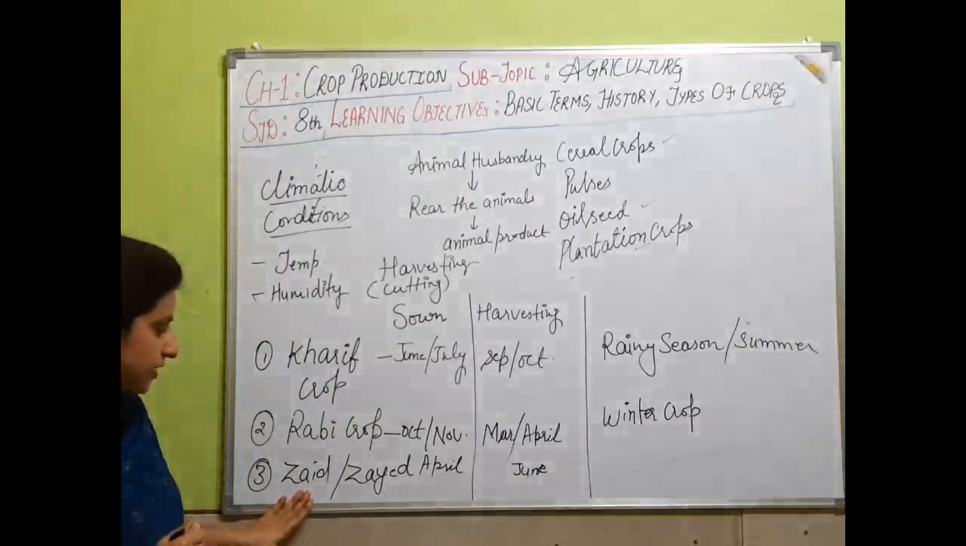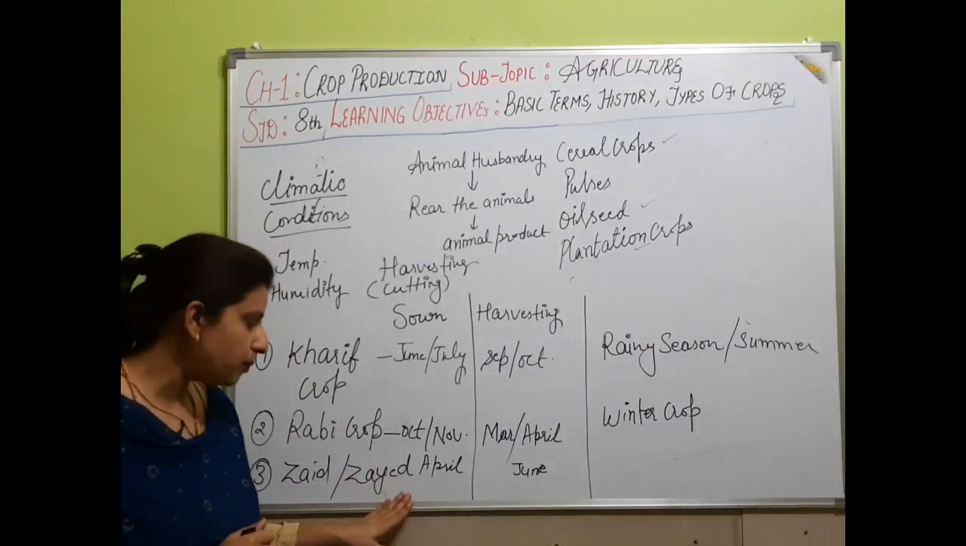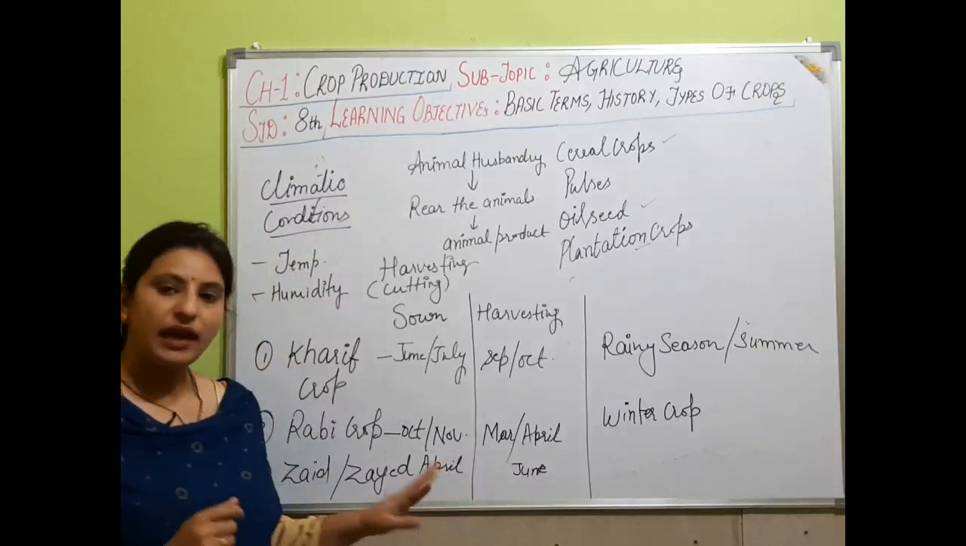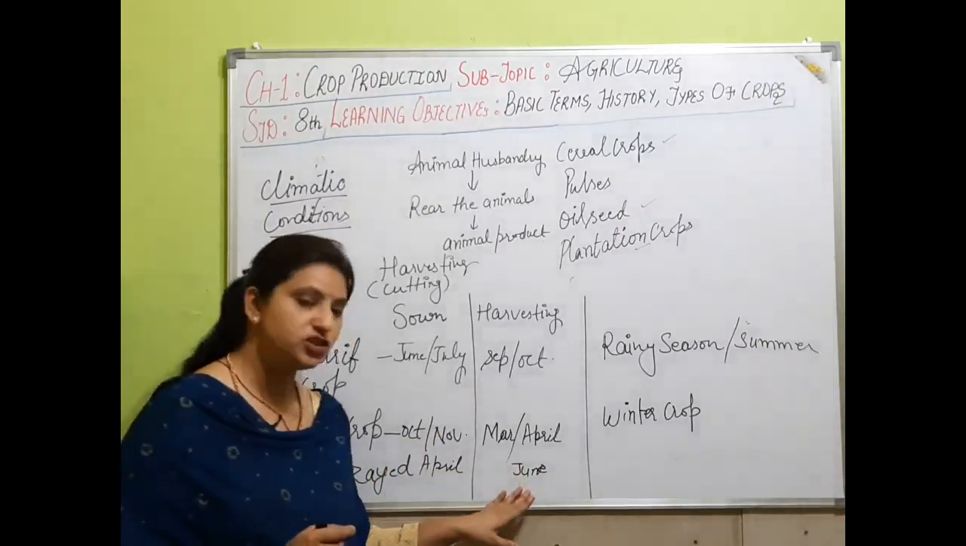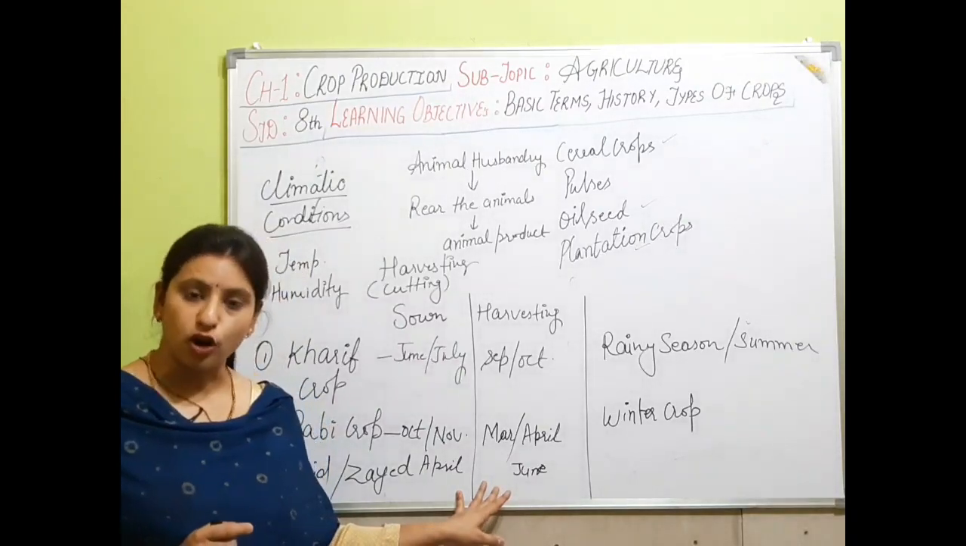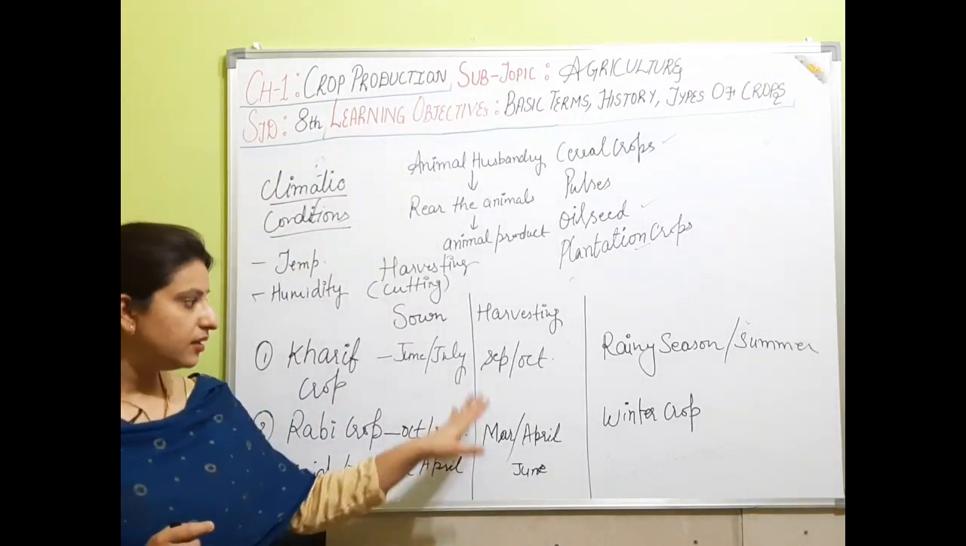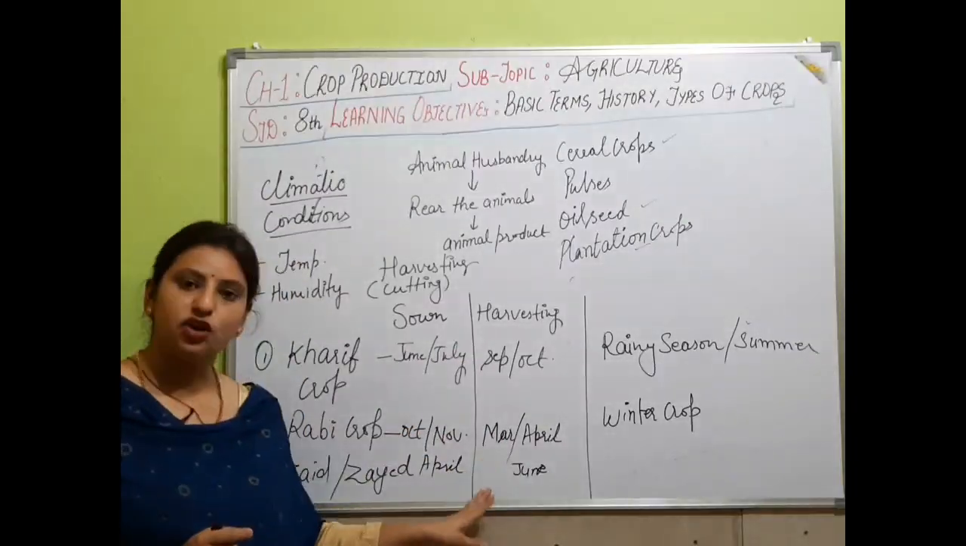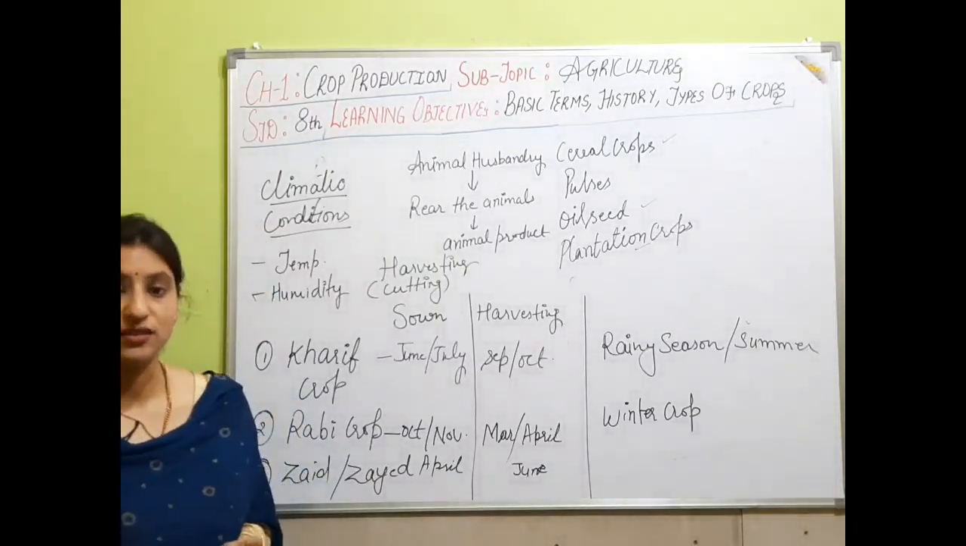And the third one is the Zaid crop, which is sown in April and harvested in June. So it is a short-term crop. These are basically divided on the basis of the climatic conditions in India.